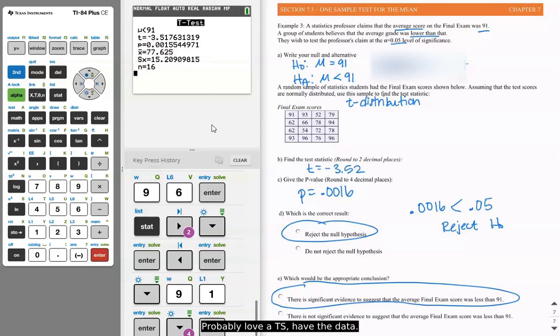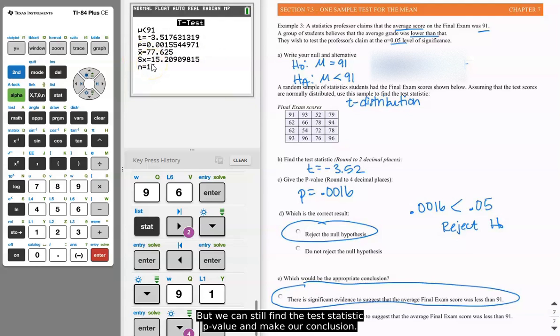So definitely a t-test, since we just have the data. We're going to enter the data into the calculator and just tell the calculator we have the data so it can figure out the mean and the standard deviation. As you can see here, it has the mean and the standard deviation. And we can still find the test statistic and p-value and make our conclusion.